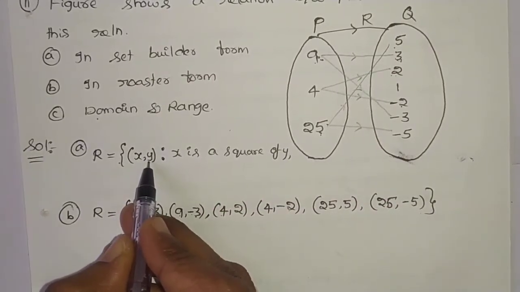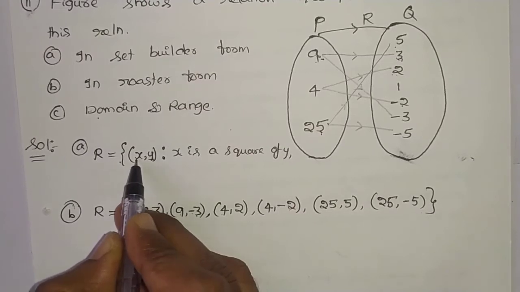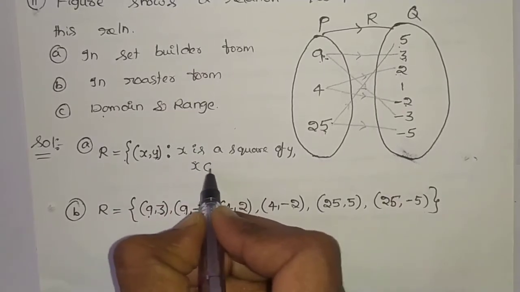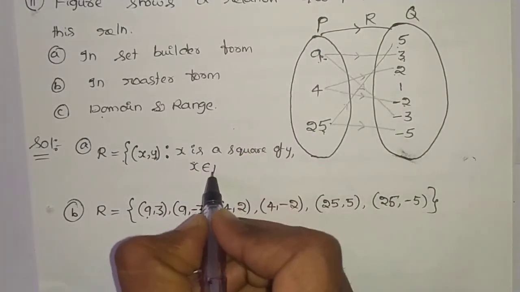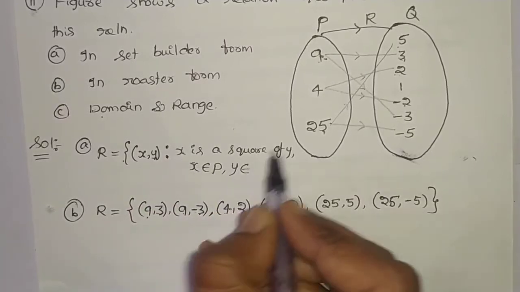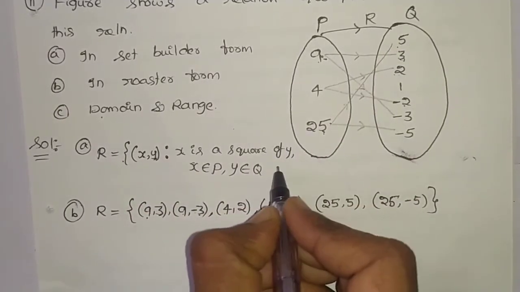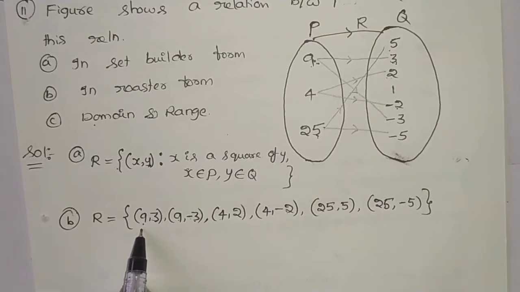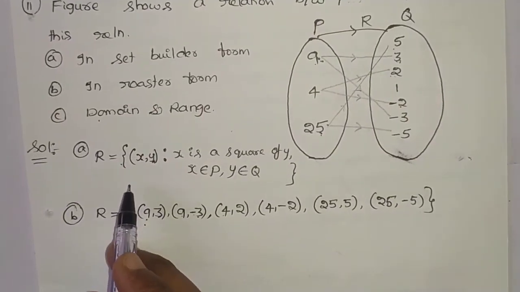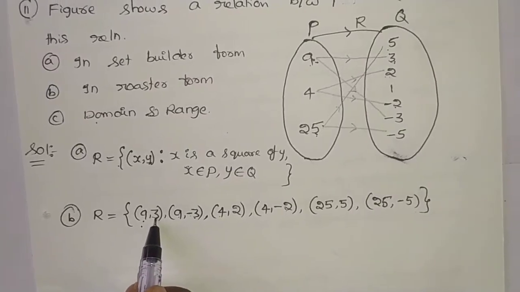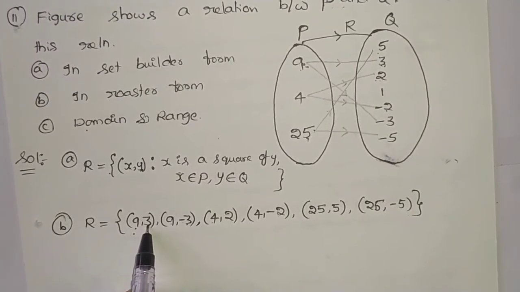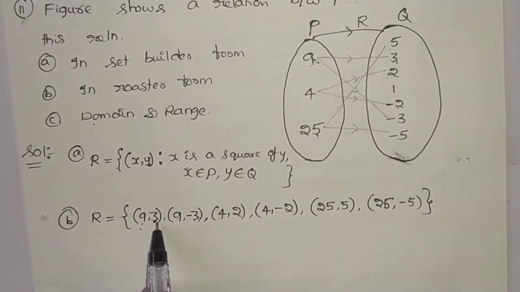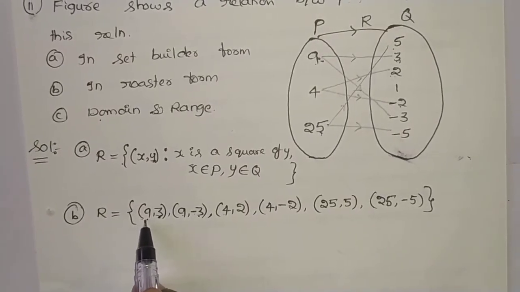X is the square of y, or the square of y is x. Then the first element x belongs to which set? P. Next, the second element y belongs to which set? Q. Hence it is a set builder form. It is a roster form, it is a set builder form. Are you understanding? The square of the second element is the first element.